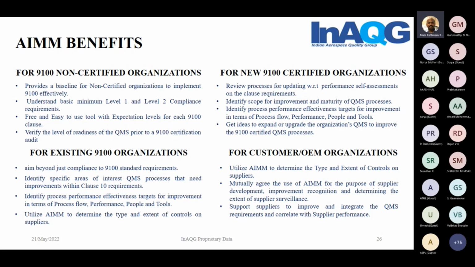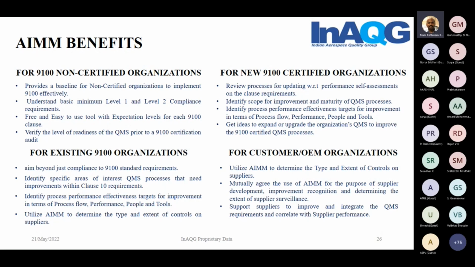Again, it's a mutual agreement. There is no compulsion on any customer or OEM organization to use this, or any supplier to use this. If both organizations mutually agree, okay, you share me the AMM, you do a plan, you do a performance of the AMM, share me your improvement plan, I can see how you are able to improve. We'll just check it in reviews, and we can determine the supplier surveillance. So that way, if mutually agreed, that's a possibility. But again, it's a mutual agreement.